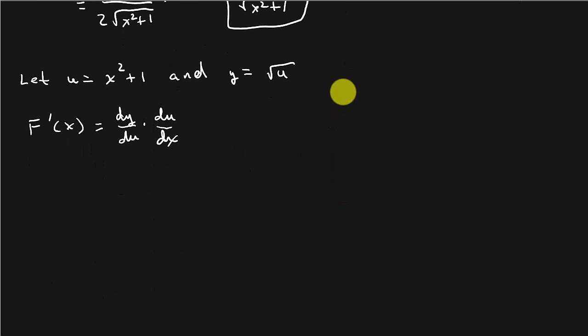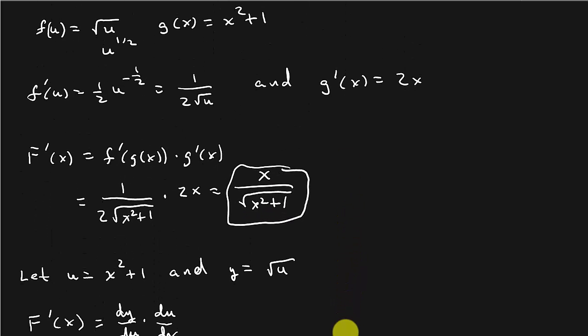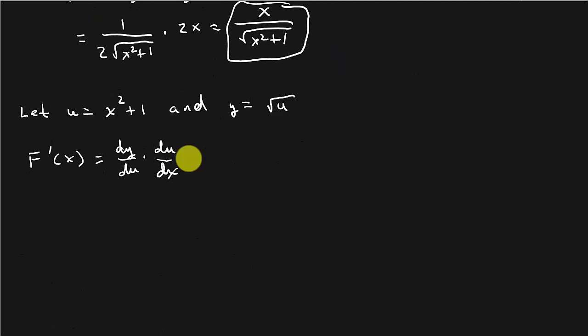So, let's find dy du. What's dy du? That's the derivative of the square root of u. Well, we did that up here, didn't we? When we had the square root of u and we took the derivative, that's 1 over 2 square roots of u. And then du dx, that's the derivative of u with respect to x. That's just 2x. And then we make our substitutions. That's equal to 1 over 2 times the square root of u, and u is x squared plus 1.